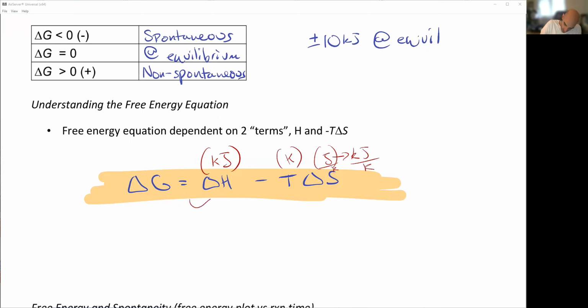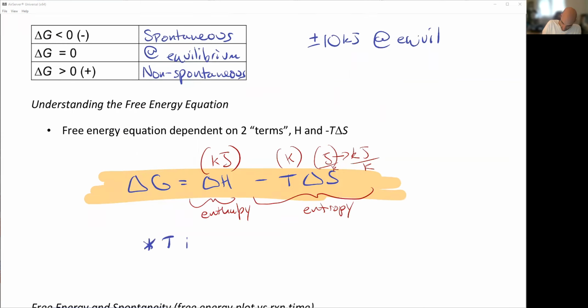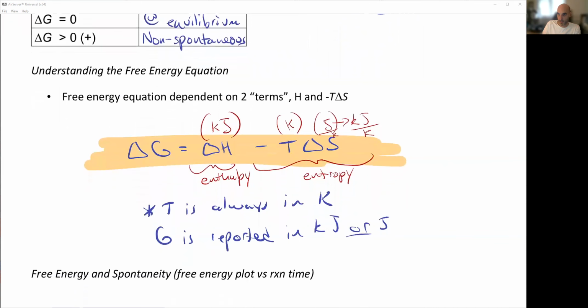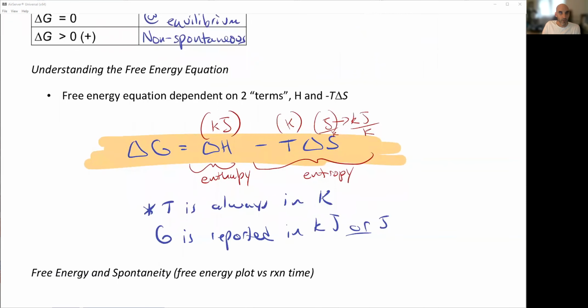So this term right here is my enthalpy. And this whole term, minus T delta S, is my entropy, well, kind of the entropy term. Again, the temperature is always in Kelvin because we want that absolute value. We don't want any negatives. And G is reported in kilojoules or joules, but mostly kilojoules. Okay, so that's typically what we're going to look at. All right, good.